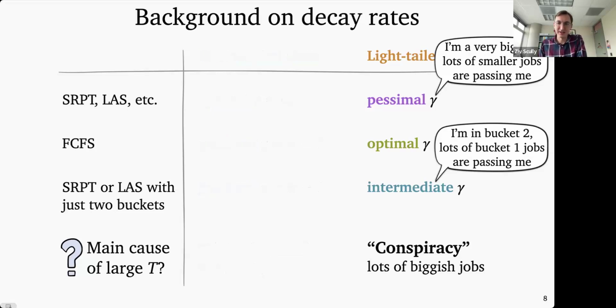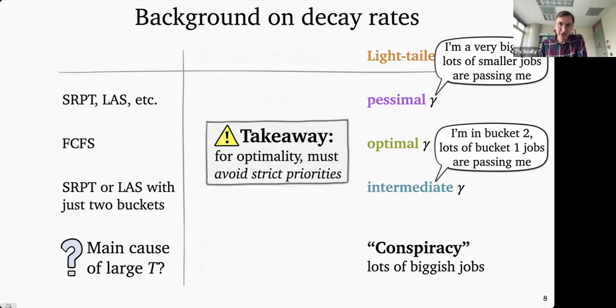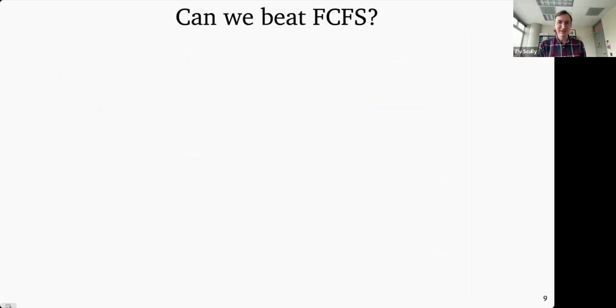And so focusing on this light-tailed case, which is what we're talking about today, the main takeaway is that to achieve strong optimality, even just to achieve weak optimality, we must avoid strict priorities. And that's difficult to do, given that prioritizing short jobs ahead of long jobs is the main tool we have, right? If we hope to improve upon first come, first serve, we need to introduce some amount of prioritization of small jobs over long jobs, without getting even slightly too much towards SRPT. Even just 2 buckets is already bad. Okay, so given all this, can we even beat first come, first serve?